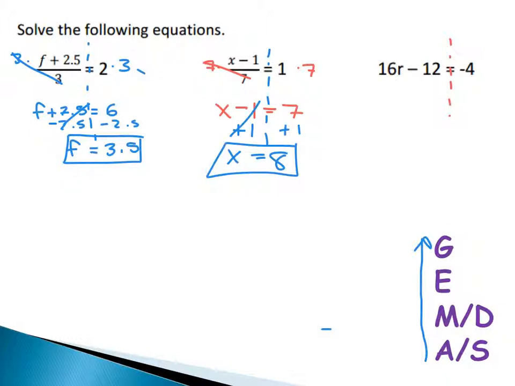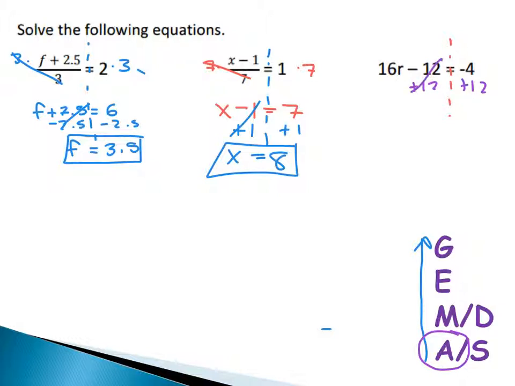When we simplify using order of operations, normally I go from top to bottom, but we're going to start from the bottom. We're going to start with getting rid of the minus 12 first. So we're going to do the opposite of order of operations. I'm going to start with the subtraction. Really what I'm going to do is add 12 to both sides. Remember, I'm doing the inverse operation.